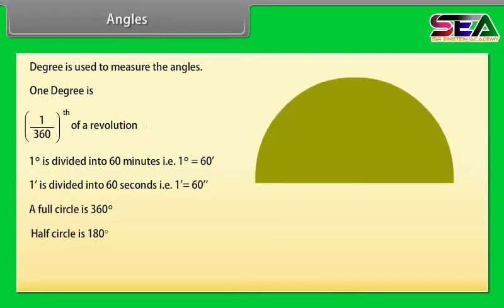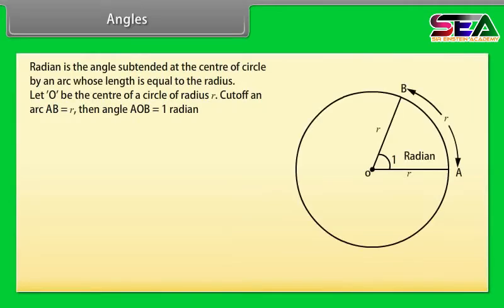How to measure in radians? Radian is the angle subtended at the center of a circle by an arc whose length is equal to the radius. Let O be the center of a circle of radius r. Cut off an arc AB equal to r. Then angle AOB is equal to 1 radian.